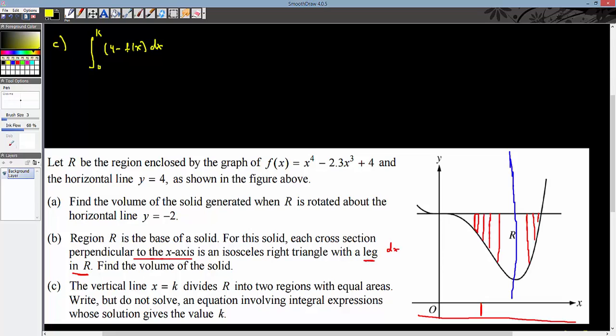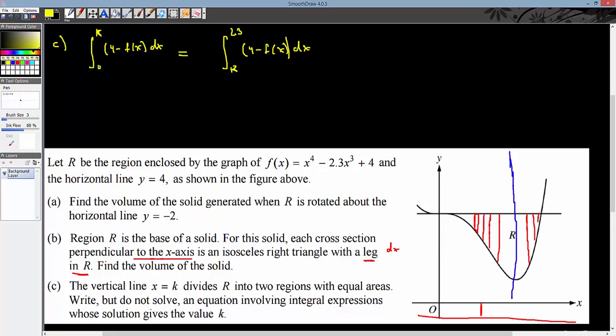That's just the area between two curves on 0 to k. And then you're going to make sure that that equals k to 2.3 of the same function. And that's all there is to it. You have the left half of the function equaling the right half of the function. And that's all there is to it.